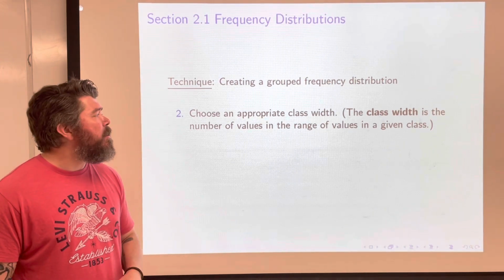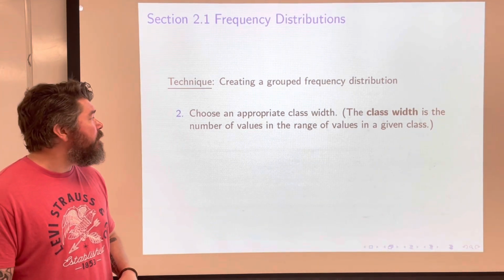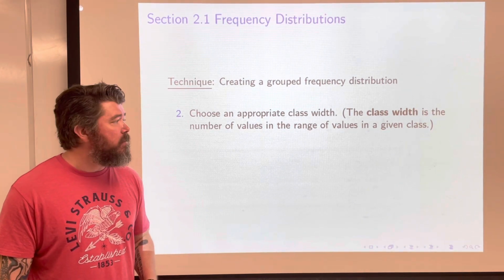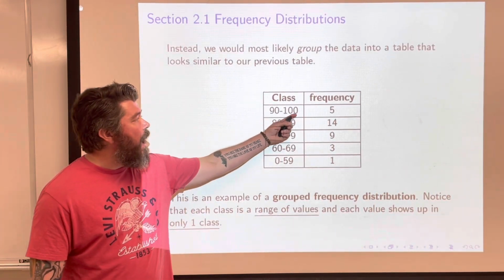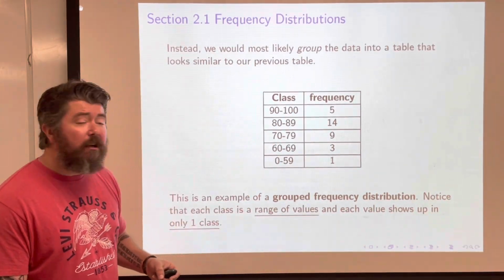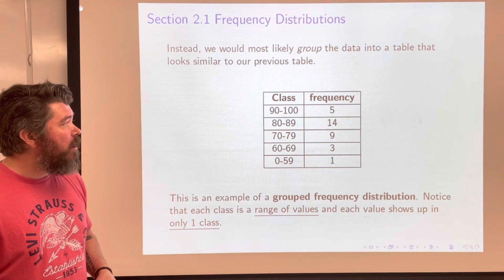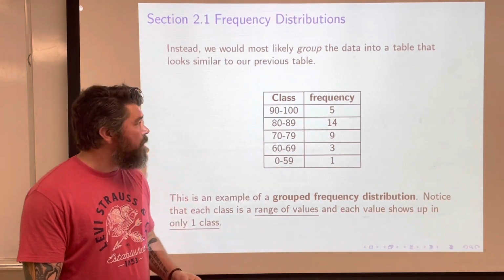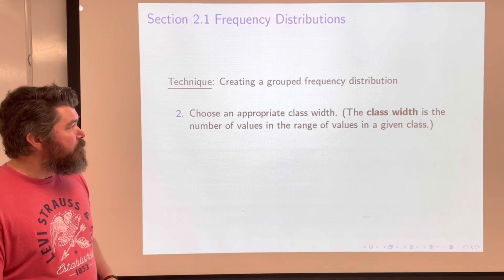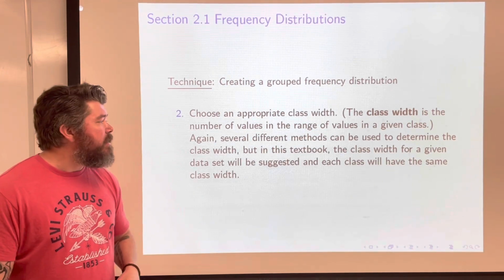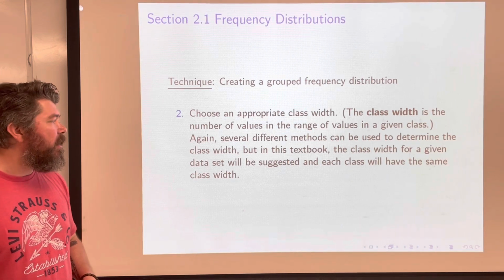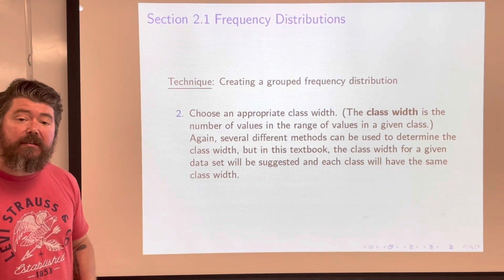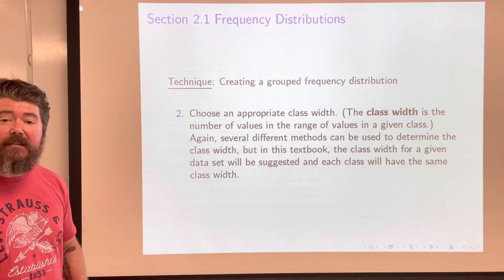Step 2, choose an appropriate class width. The class width is the number of values in the range of values in a given class. For example, if we look at our class width here for this grouped frequency distribution, our class width would be the number of values in each class here. Again, several different methods can be used to determine the class width, but in this textbook, the class width for a given data set will be suggested, and each class will have the same class width.